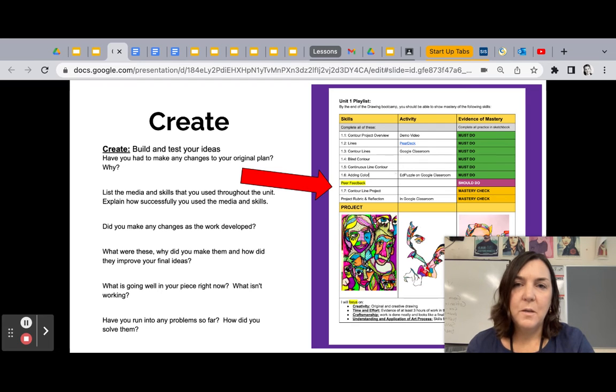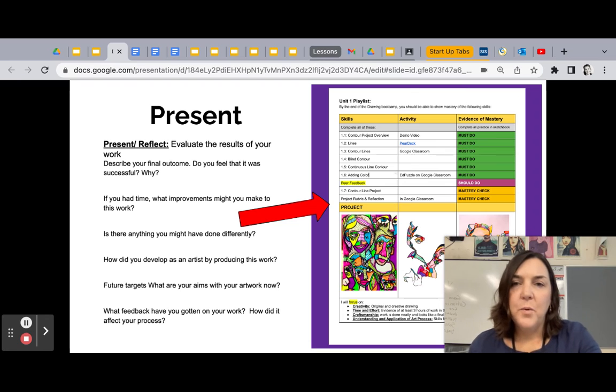Create is when you are actually building and testing your ideas. You've practiced, you've brainstormed, and now you're actually working on your project. If you're in this phase of the project, you can answer one of the questions in the Create section, such as, have you had to make any changes to your original plan?